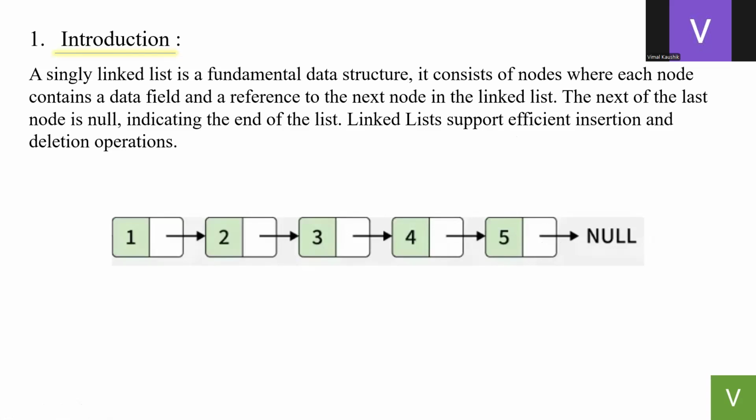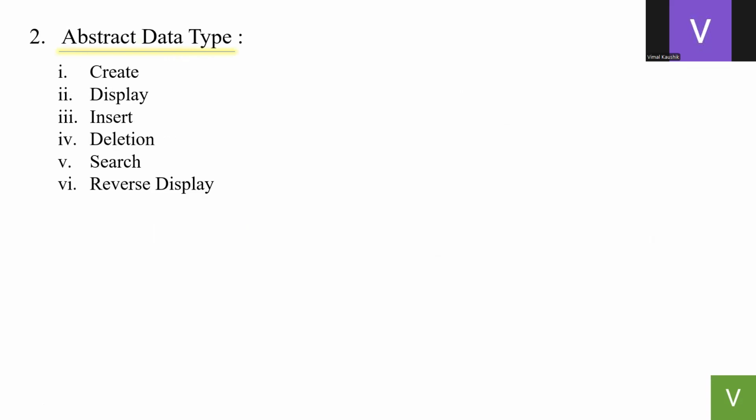Now let us look at what are the abstract data types of the single linked list. The abstract data types are the various operations that can be performed on a linked list. A single linked list performs creation operation, display, insertion, deletion operations, search and reverse display operations. Now let us understand each operation in detail.